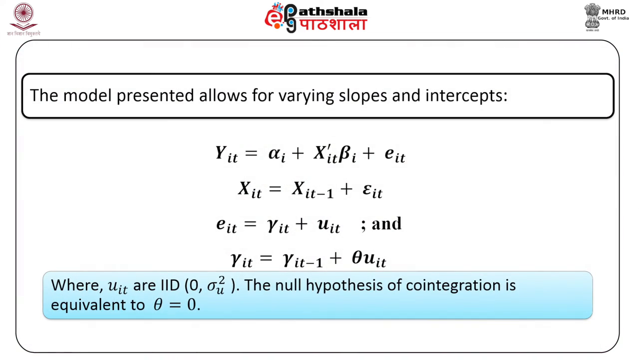The model presented allows for varying slopes and intercepts. Y_IT is equal to alpha_I plus X'_IT beta_I plus e_IT. X_IT is equal to X_IT−1 plus epsilon_IT. e_IT is equal to gamma_IT plus mu_IT, and gamma_IT is equal to gamma_IT−1 plus theta mu_IT, where mu_IT are IID with zero mean and variance sigma square mu. The null hypothesis of cointegration is equivalent to theta equal to 0.